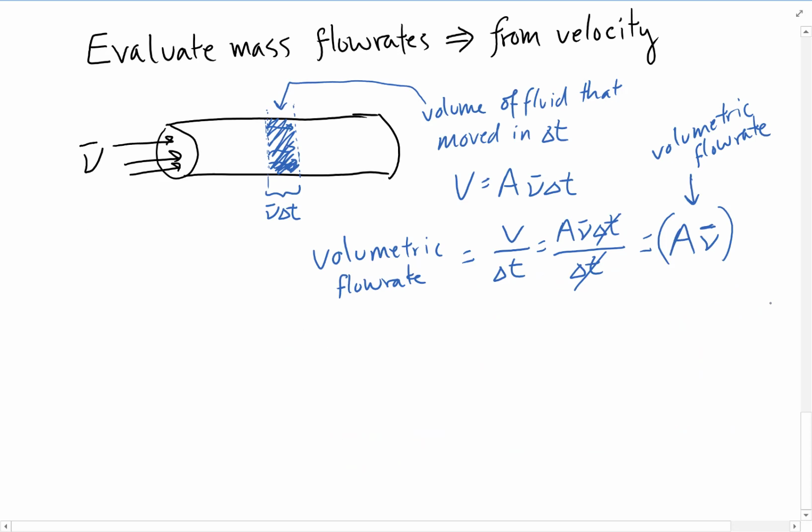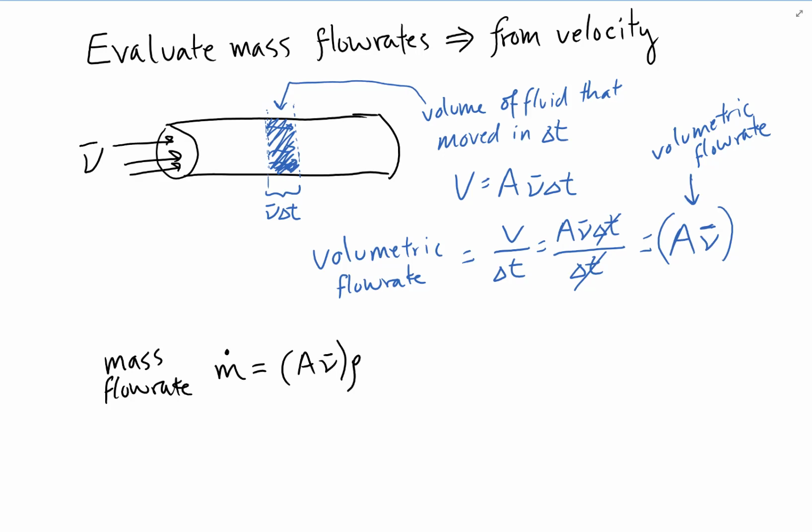But volumetric flow rate isn't really what we want. What we want is mass flow rate, and the symbol for mass flow rate is m dot. It should be fairly straightforward that if you take volumetric flow rate and multiply it by the density, that gives you mass flow rate, because density is mass per volume. So if you take mass per volume and multiply it by volume, that gives you mass, right?